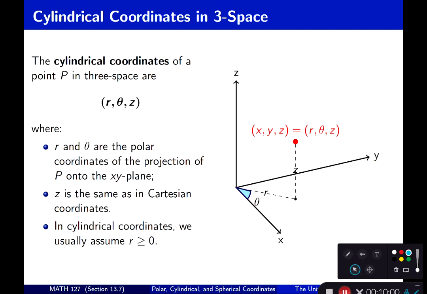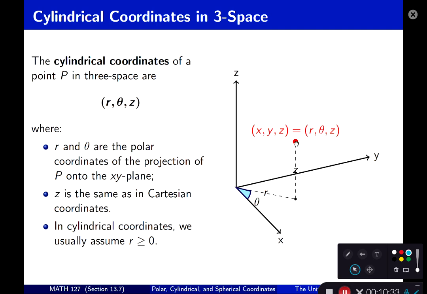Cylindrical coordinates in 3-space. The cylindrical coordinates of a point P in 3-space are r, theta, and z. So if you take a point in Cartesian 3-space, x, y, z, and you want to convert it to r, theta, z, the z stays the same.